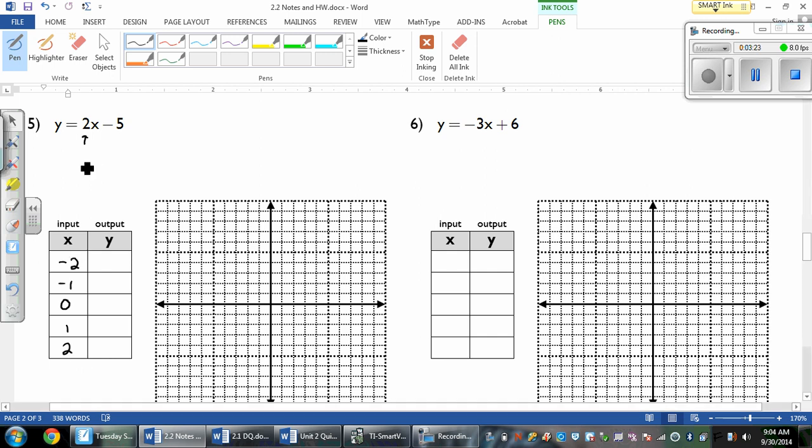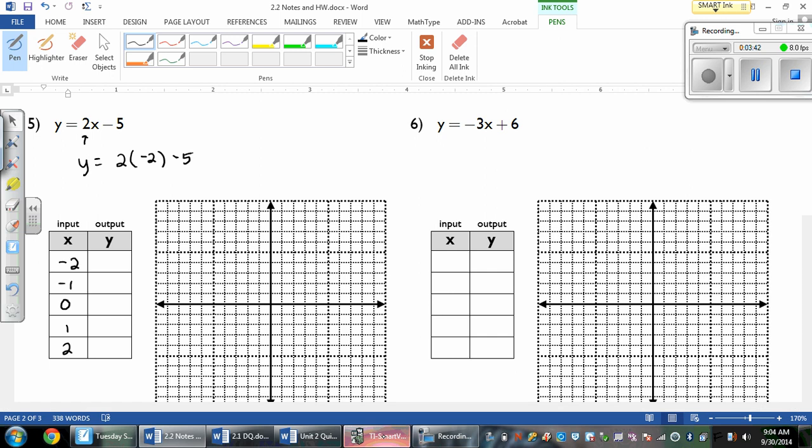So I'm going to first show you the first one. So y equals 2 times negative 2. Remember with substitution we have to have parentheses. Oops, sorry, it's supposed to be positive. Okay. I'm going to substitute negative 2 in for my x, and then I'm going to do minus 5.